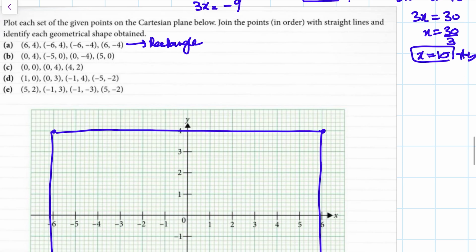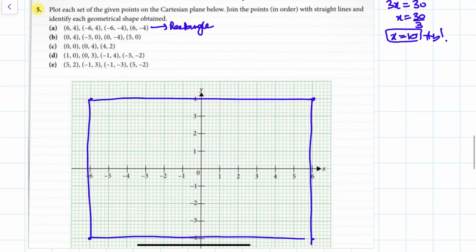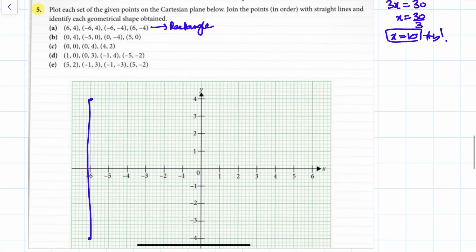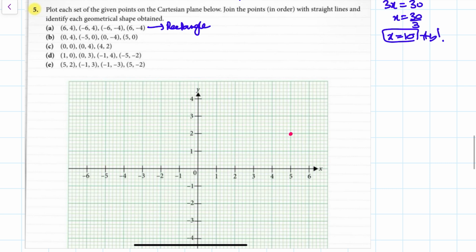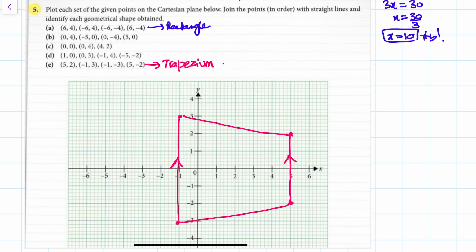So the first one is a rectangle. Now on the same diagram, I'll draw one more shape. Just one more, and the rest you can practice yourself. If you have any problems, you can always comment down below. 5, comma 2, minus 1, comma 3, minus 1, comma minus 3, and 5, comma minus 2. Parallel lines, so this is a trapezium. You should be good with the shapes or object names so that you can identify them.